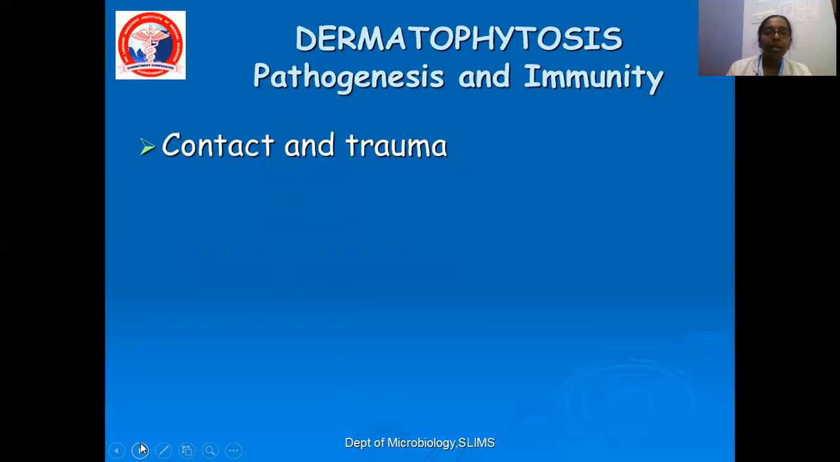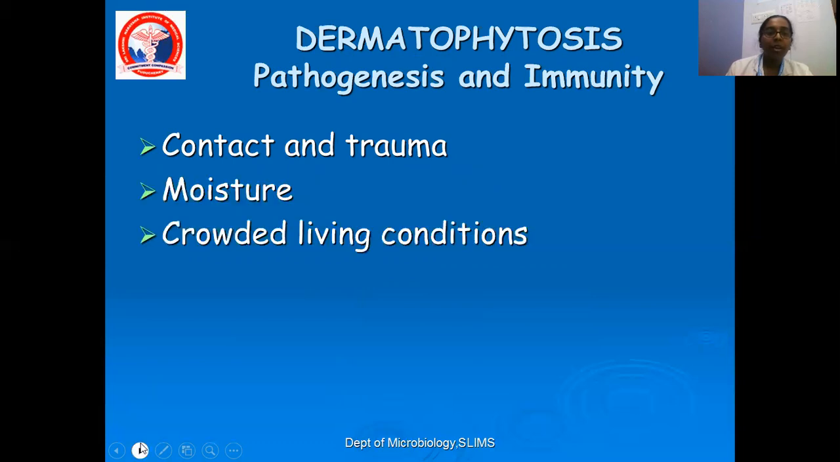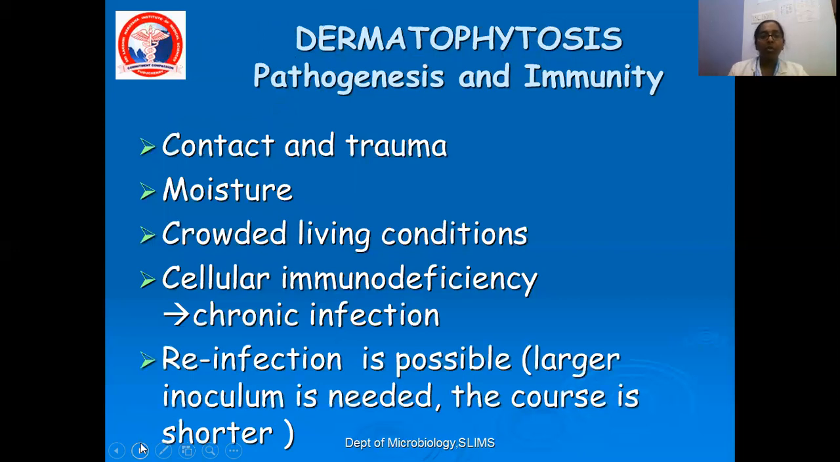Coming to the pathogenesis and immunity. It can be due to the following reasons. It can be due to contact or trauma. It can also be due to excess moisture and crowded living conditions. And cellular immunodeficiency is very low in some people. In those cases also, it is one of the common infections caused. Reinfection is possible when a larger inoculum is needed and the course is usually shorter.